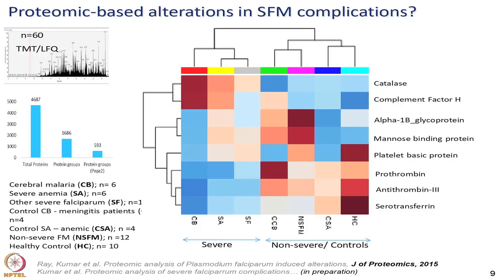The question was, could we look at proteomic based alterations in the severe falciparum malaria based complications. In this slide, we selected patients from cerebral malaria, severe anemia, and other types of severe falciparum. When we do these kinds of proteomic studies or clinical studies, choosing the right control becomes very crucial and of course challenging as well. So in this case, for the anemic population, we chose a control for severe anemia.